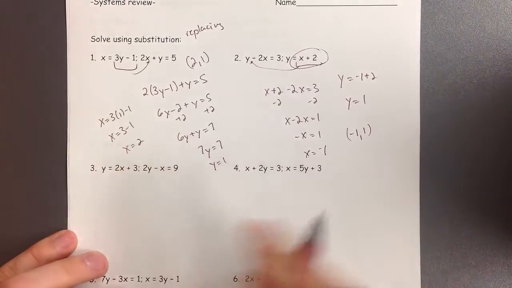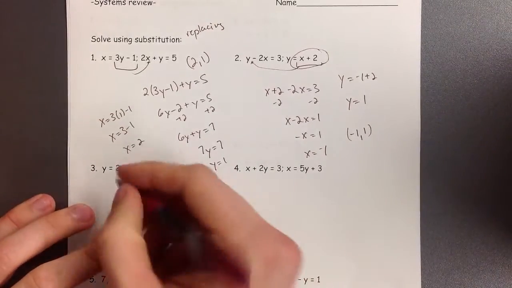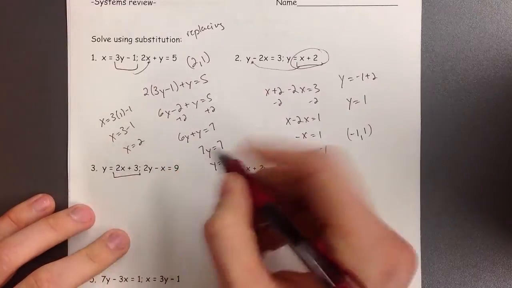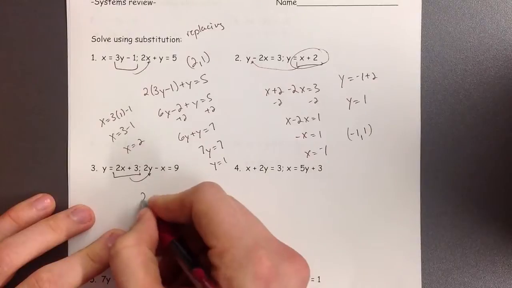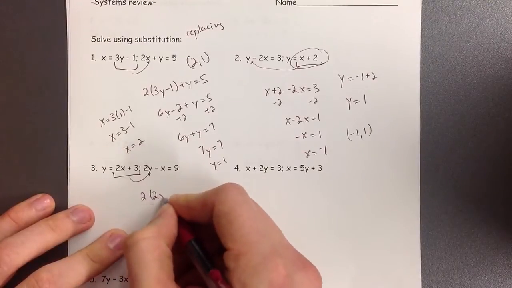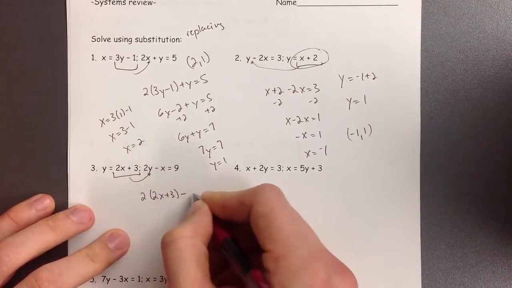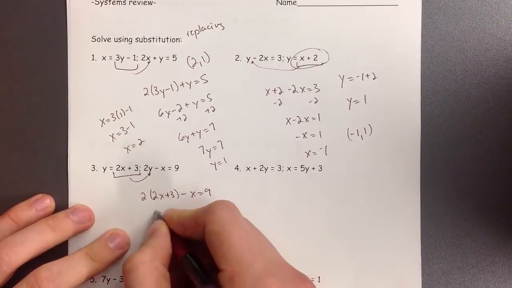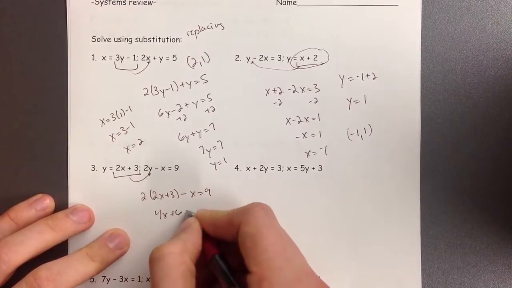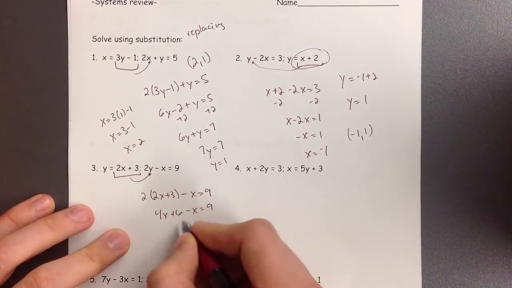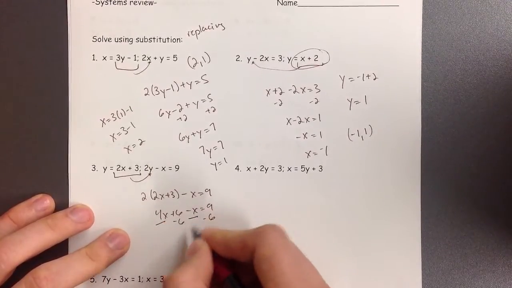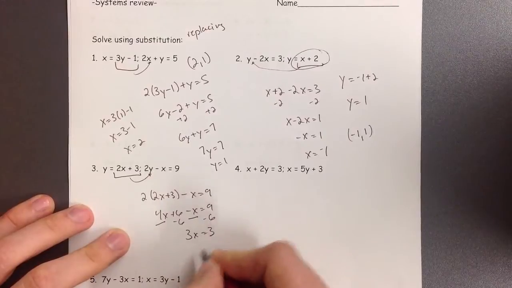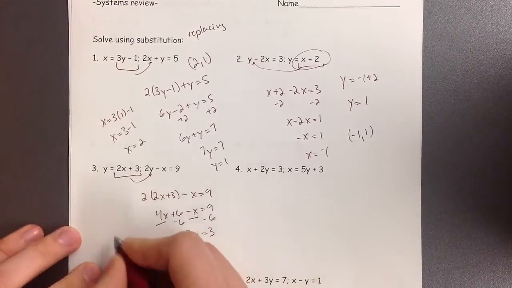On this one, again, looking for something I can replace. Y is already solved for. It won't always be true for you guys, but most of the time you'll have a variable that's already solved for. So I'll have 2x plus 3 minus x is equal to 9. So 4x plus 6 minus x is equal to 9. Pull that 6 from both sides. I've got 4x minus x, so 3x is equal to 3. X will be equal to 1.